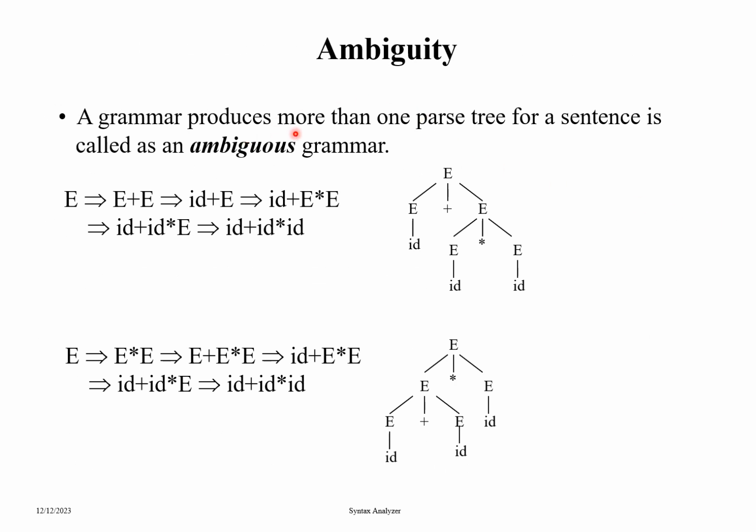Ambiguous: a grammar that produces more than one parse tree for a sentence is called an ambiguous grammar. So this is a string, ID plus ID, asterisk ID. A sentence is nothing but a string which is given. So ID plus ID, asterisk ID here, and here also ID plus ID, asterisk ID. So this is a string that is generated by two parse trees based upon the given grammar, which is called an ambiguous grammar.